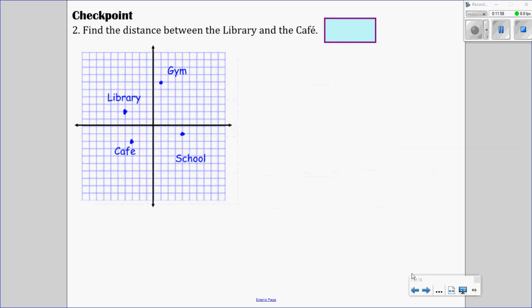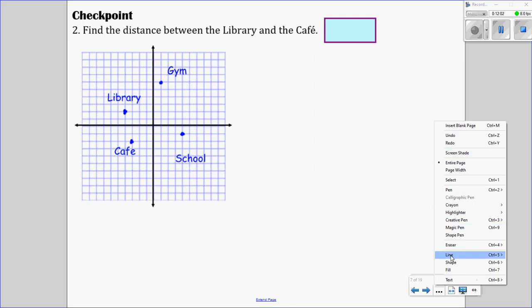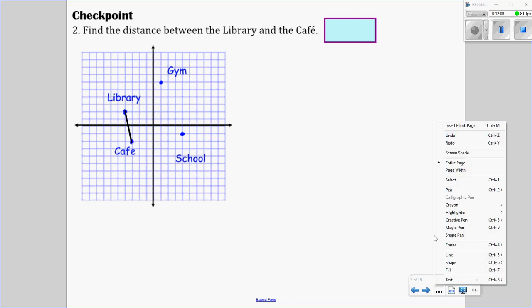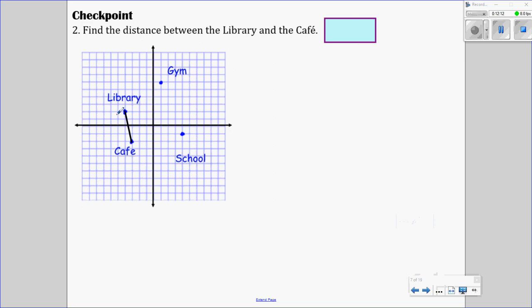All right, same thing with this one, but we're looking for the library and the cafe. So let me draw the line to connect the library to the cafe. And then I'm going to find my rise over run. My rise means you go up or down, and your run is you go left or right. So for this one, I'm going to dot. This one is 1, 2, 3, 4, so 4. And then this one is 1.